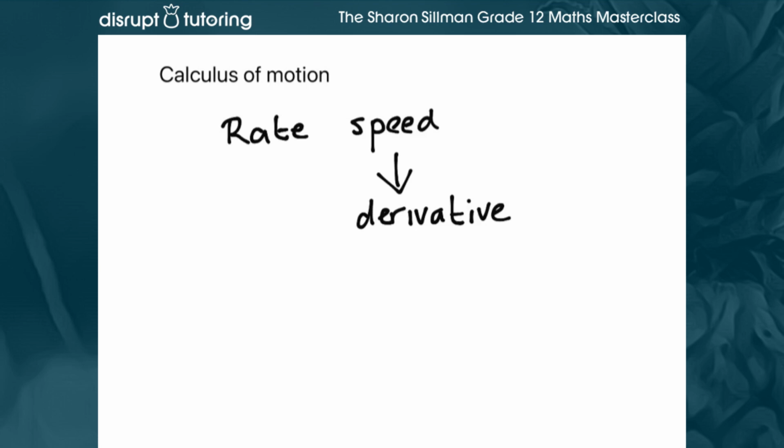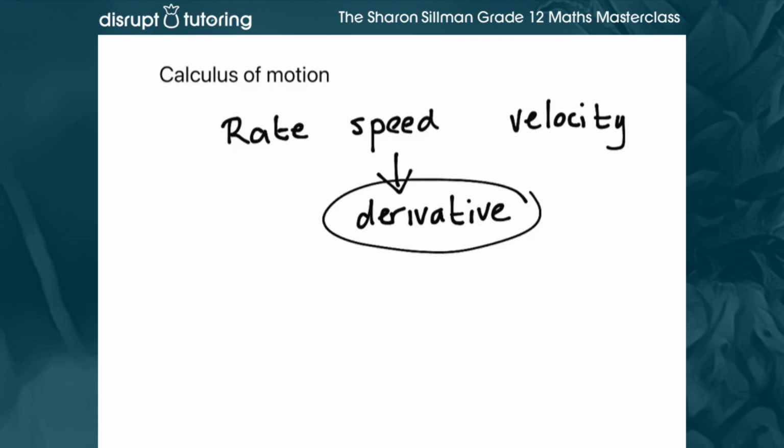Rate of change, as I mentioned, could also be used in place of speed, and also look out for the word velocity. So all of those would be linked to speed, and therefore all of those would be linked to finding the derivative. If acceleration is needed, then you're going to be finding the second derivative.